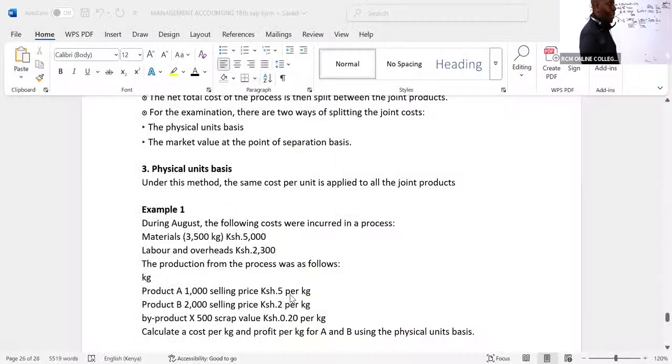So for the selling price, I can see A is going for 5 bob. Then this other one is going for 2 bob. And then give me profit per unit.